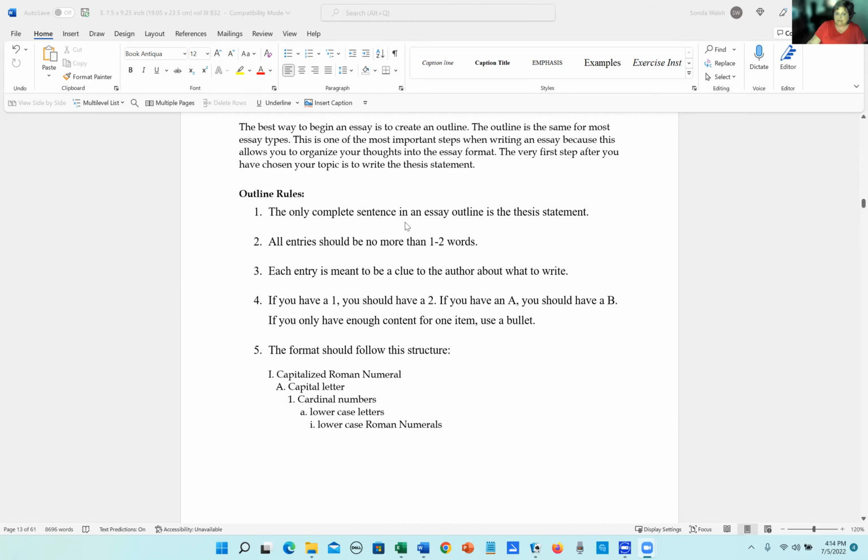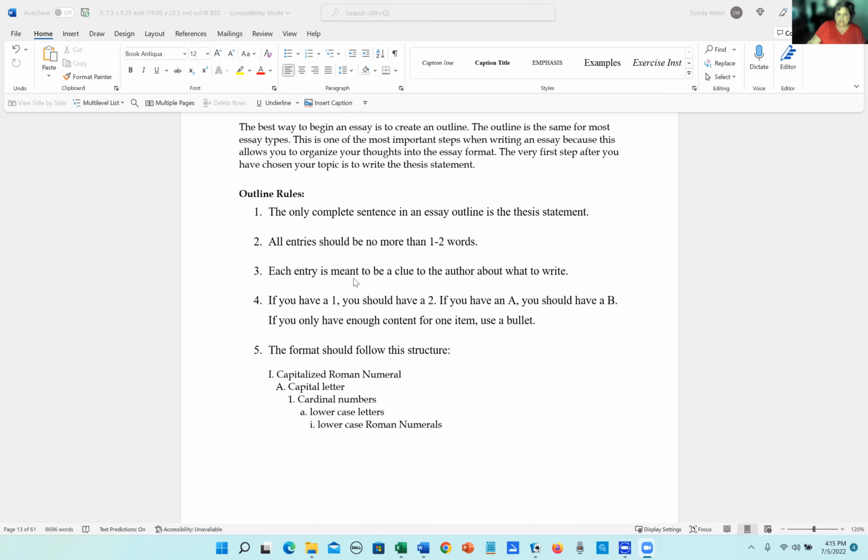The only complete sentence in an essay outline is the thesis statement. So when you're writing your outline, you don't write complete sentences. You write 1 or 2 word entries. However, I do expect whenever I have my students do this, that they write their thesis statement on the outline. You don't have to. All right, number 2, all entries should be no more than 1 or 2 words. That means we're not writing complete sentences.